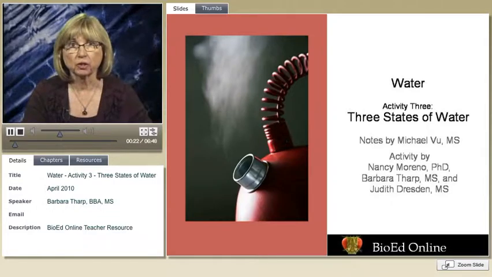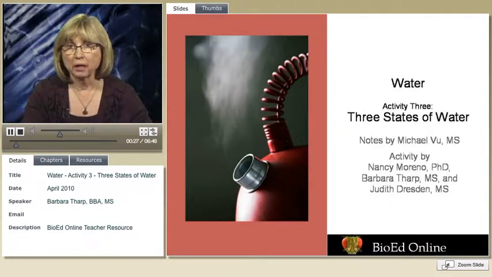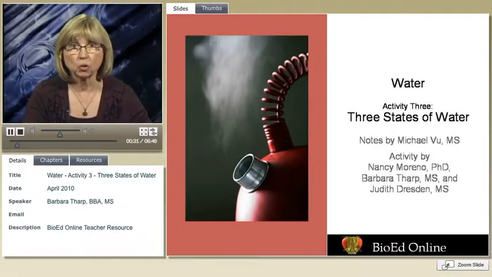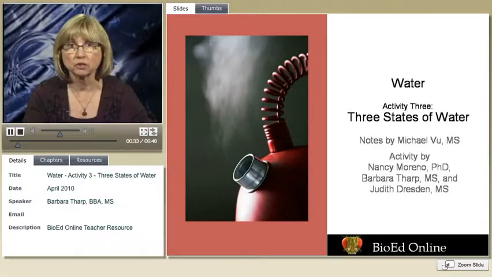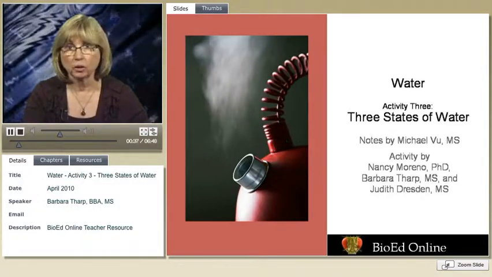The objectives for the lesson are for the students to explore the states of water by making a water cycle. They'll make predictions, observations, they'll measure, they'll record, draw conclusions, all based on their investigation. By the end of the activity, students should be able to answer the question, what is a water cycle?